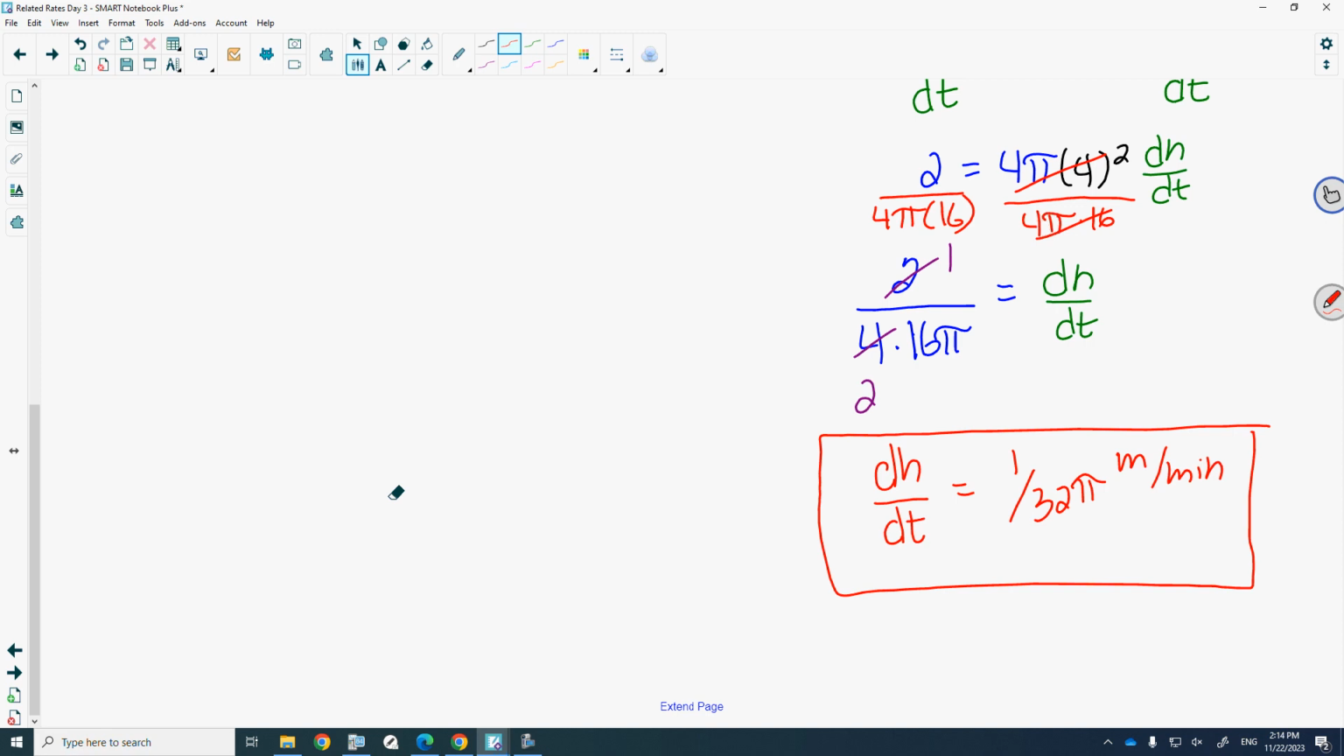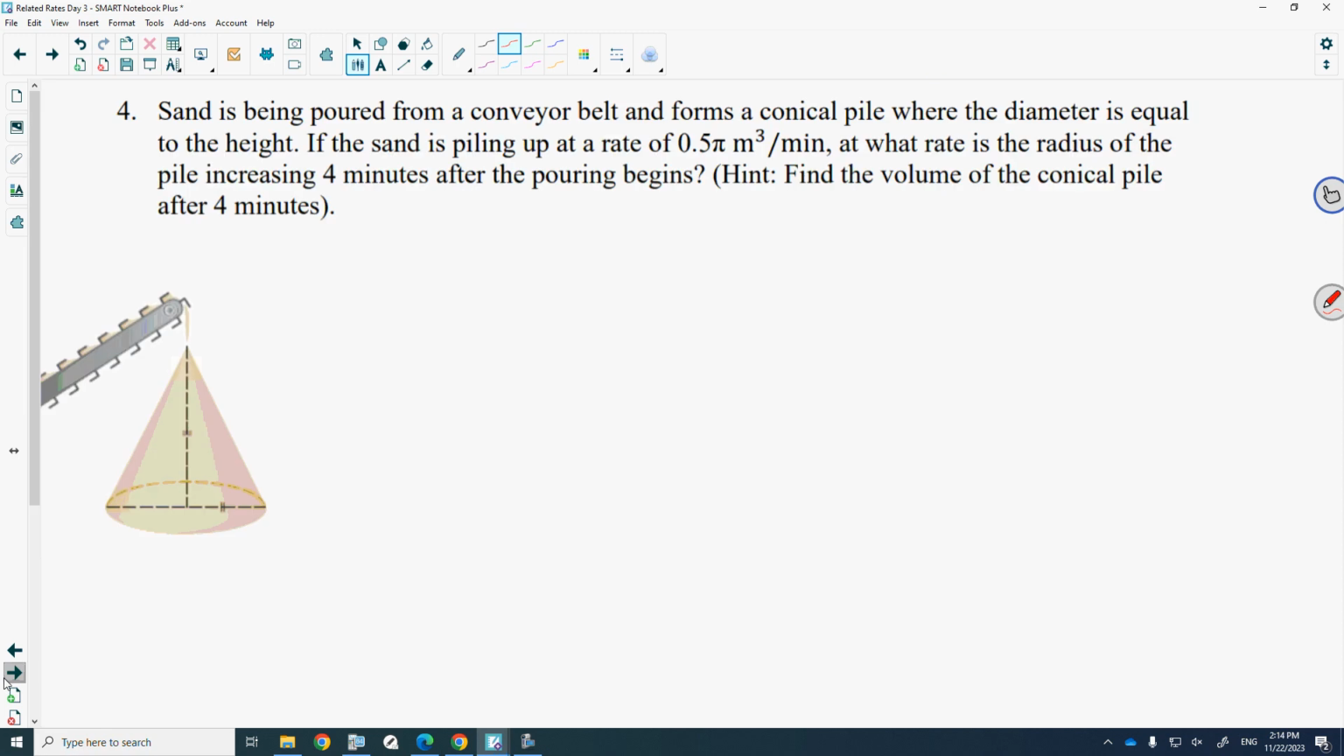Okay, let's do one last one. Again, it's going to be similar. This one would be the most complex, but you have a hint. The same hint would be on your test. Same thing is happening. Sand is being poured from a conveyor belt, and it forms a conical pile where the diameter is equal to the height. So let's write that. They're giving me that piece of information probably for something. So diameter equals height.